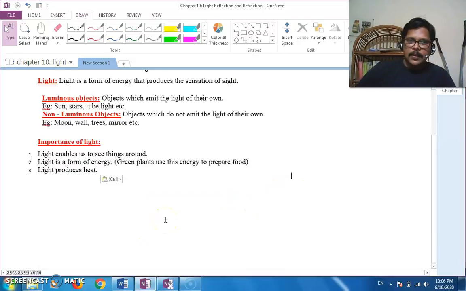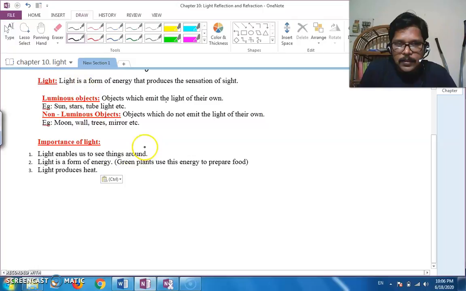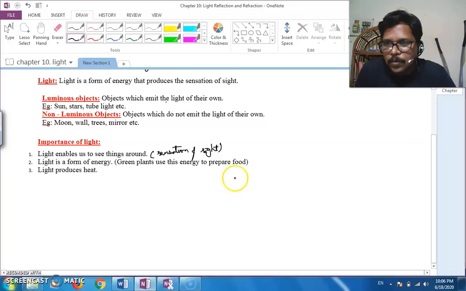Some important points to remember about light, I'll explain as I read out these points. So why is light very important? Because first, it causes the sensation of sight in us. If there is no light energy, though we have eyes, these sense organs of sight will not work. So light is very essential for things to be visible or to be seen.